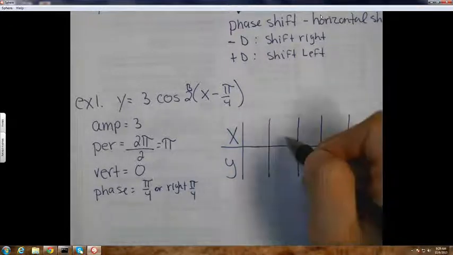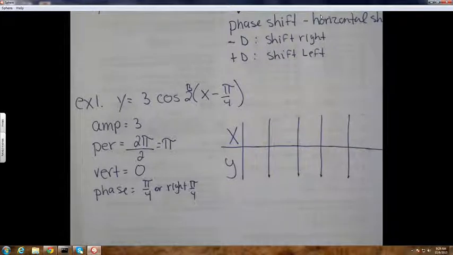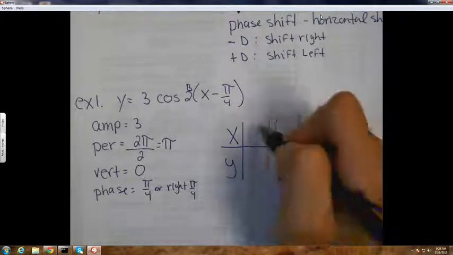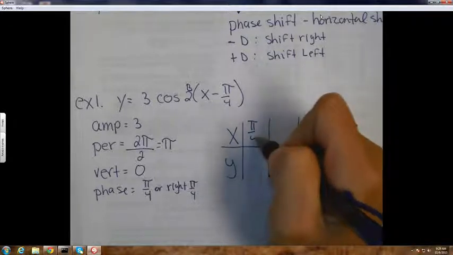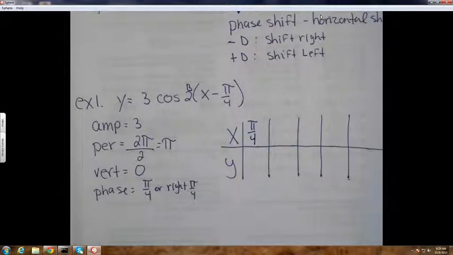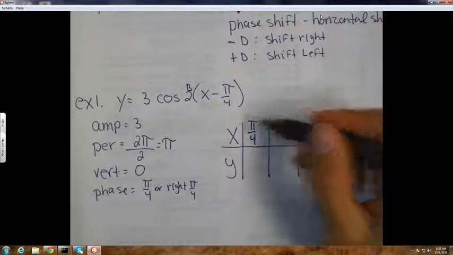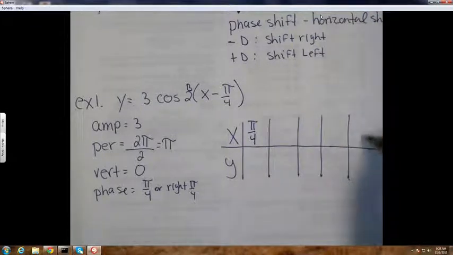One, two, three, four. Okay, so we're starting. What's my starting x value? Pi over 4. What's my total period length? Pi. I need a distance of pi. A distance of pi here. So does it end at pi? No, it can't. What's the process we're going to use to get this last value?